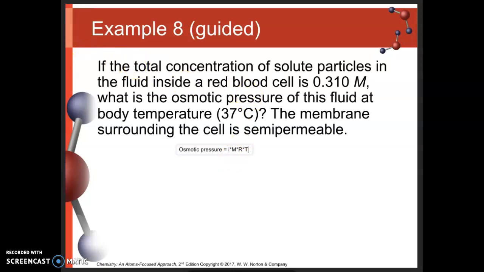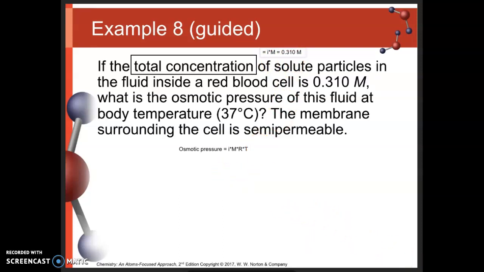Now, one note of clarification here. When we are told the total concentration of a solution, total concentration is equal to i times M. Total concentration includes the van 't Hoff factor already, so we don't need to go searching for it. It's been included in this 0.310 molar. So in this particular case, that covers both of them.